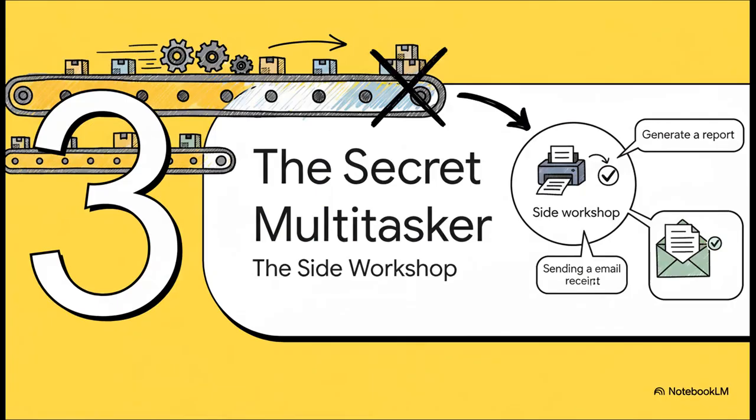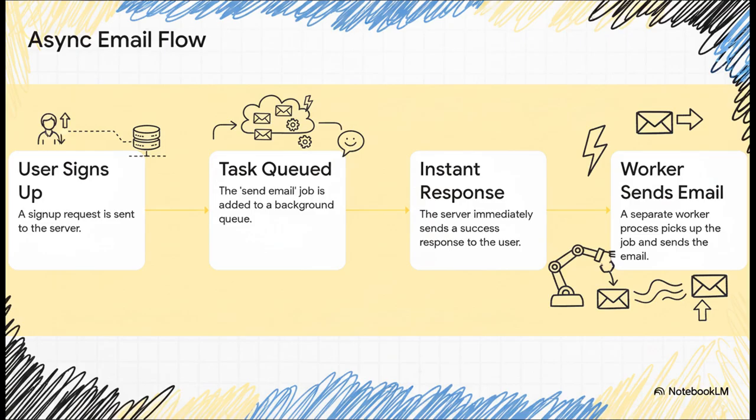So that brings up a good question. What about the slow jobs? Tasks that take a while, like sending you an email receipt or generating a big report. If you tried to do those on the main assembly line, it would just jam everything up for everybody else. It'd be a total disaster. Well, the factory has a really clever solution for this. A side workshop, just for these background jobs.